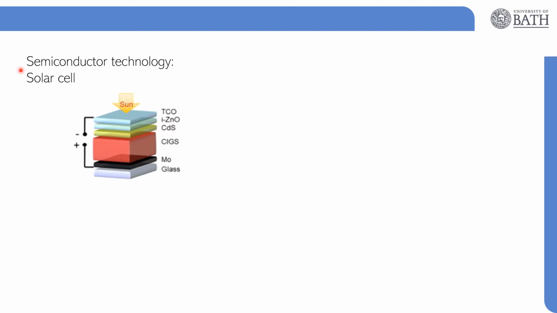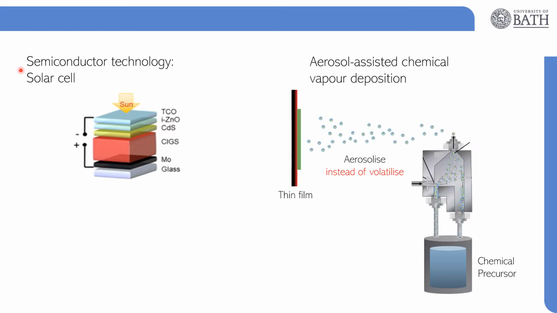And as these devices get smaller and more efficient, we need to realize new, highly controlled techniques by which we can fabricate them. Aerosol-assisted chemical vapor deposition is an attractive, scalable technique which you can use to do this. You start with a chemical precursor, which you spray onto a substrate where it can decompose into your target thin film.